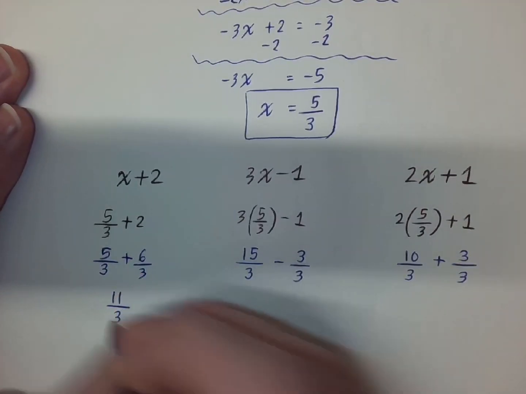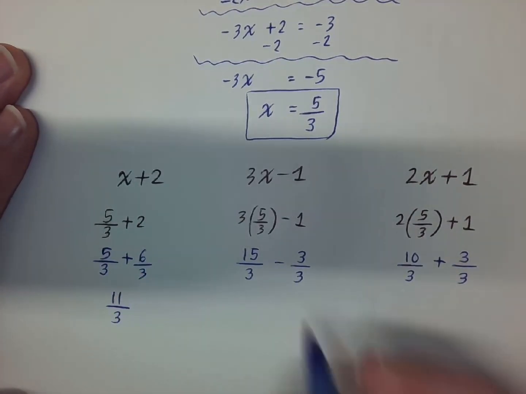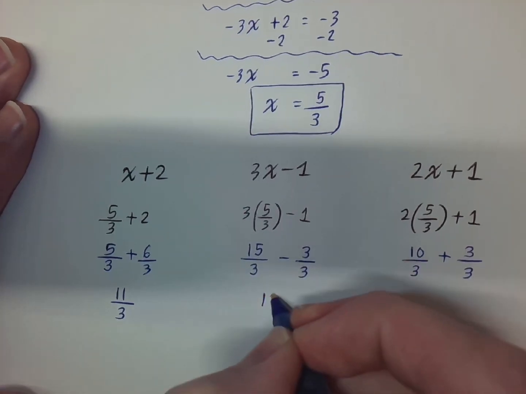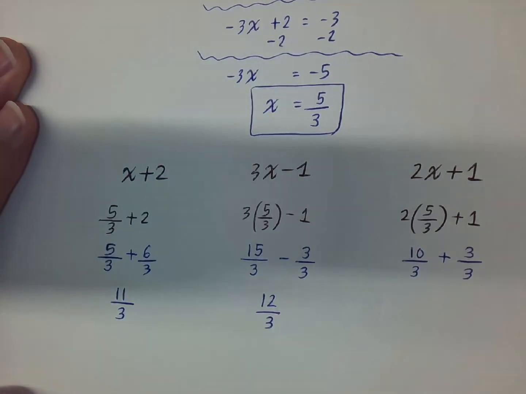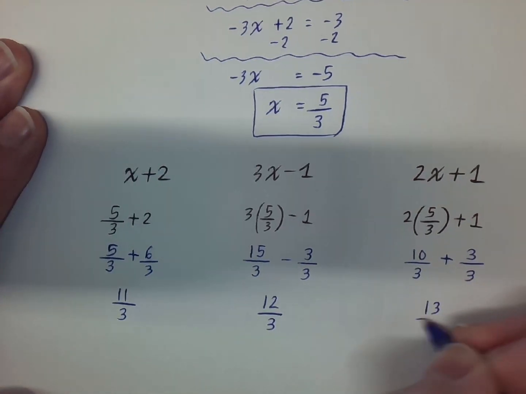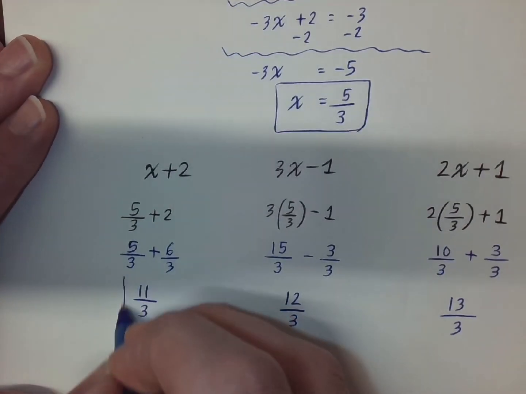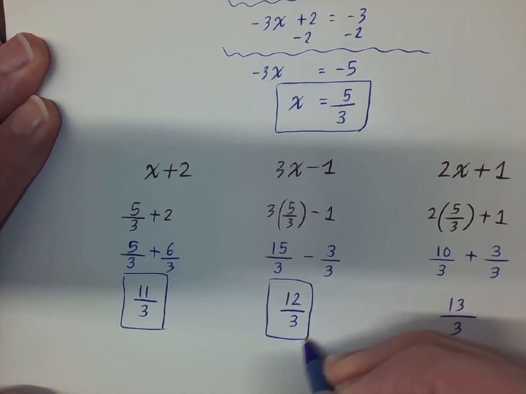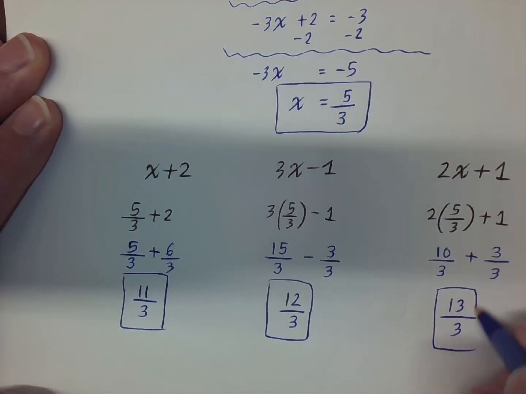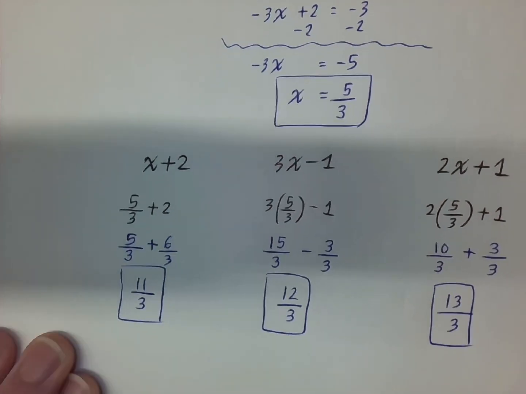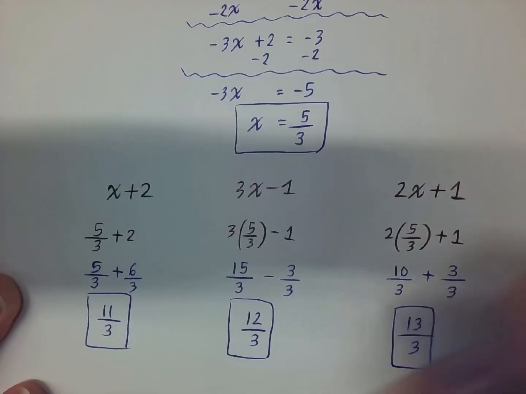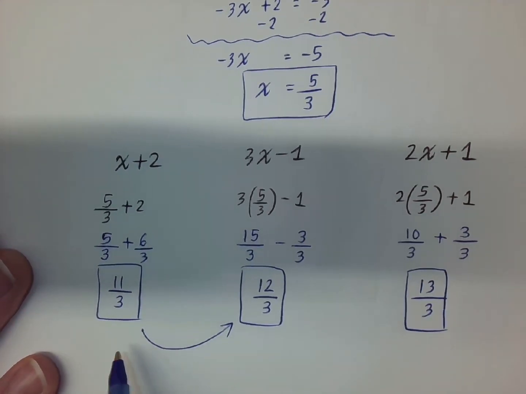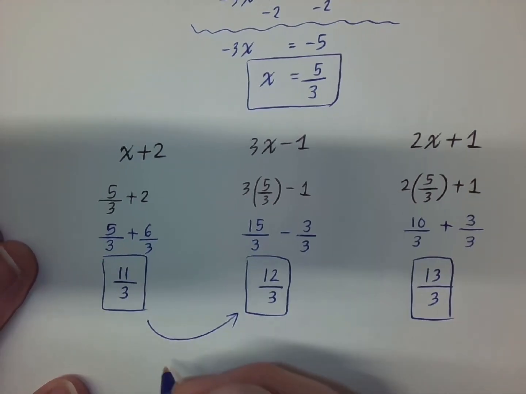So 11 over 3, 12 over 3, and 13 over 3. I guess it is basically an arithmetic sequence. So I can see the common difference should be 1/3.